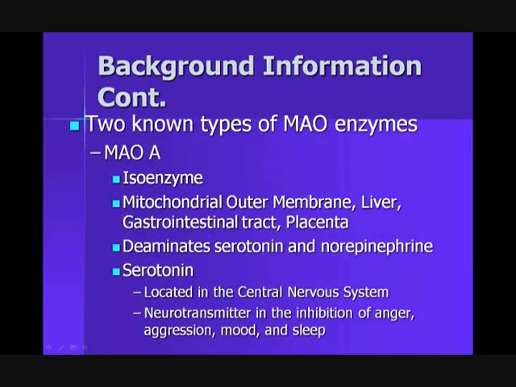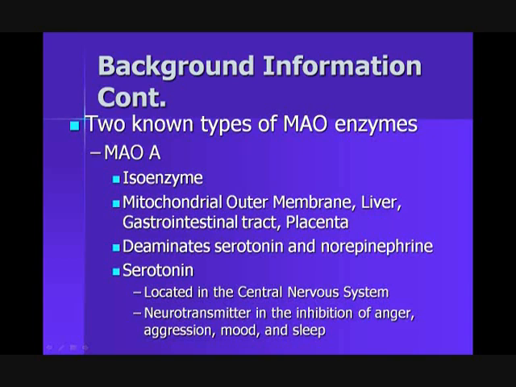Some more background information. There are two known types of MAO enzymes. The first type is MAOA, which is an isoenzyme normally found in the mitochondrial outer membrane, the liver, the gastrointestinal tract, and in the placenta of humans. Its function is to deaminate serotonin and norepinephrine.